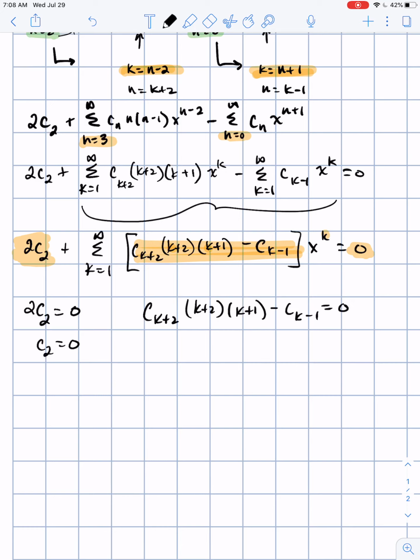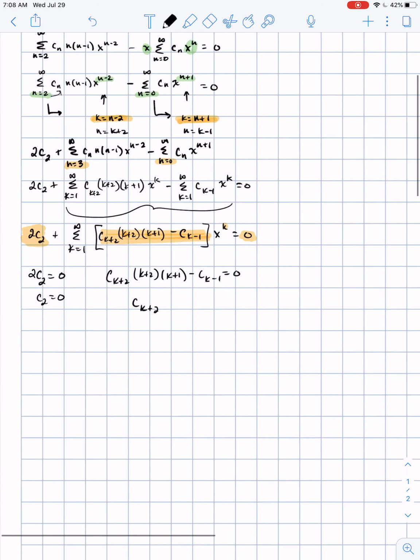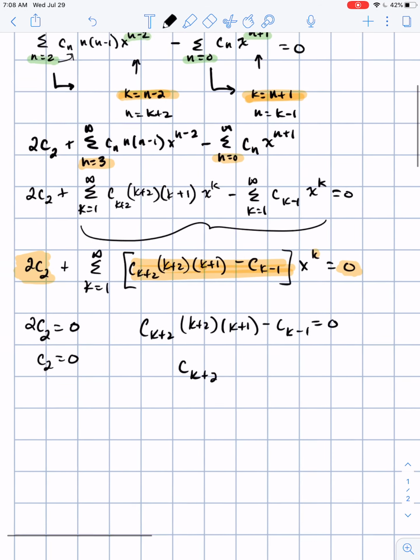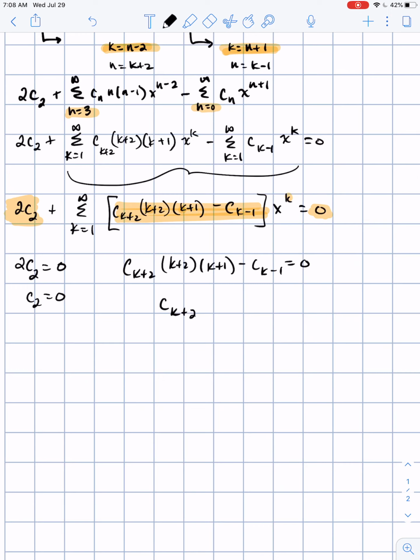Okay, whenever you're solving these, always solve for the larger sub. So k sub, I always do that. Okay, so you have c sub k plus 2 is going to equal a positive c sub k minus 1 over k plus 2 and k plus 1. And this is for k starting at 1. Now the way I know that it starts at 1 is always what you're starting your series at. So 1, 2, 3, dot, dot, dot.